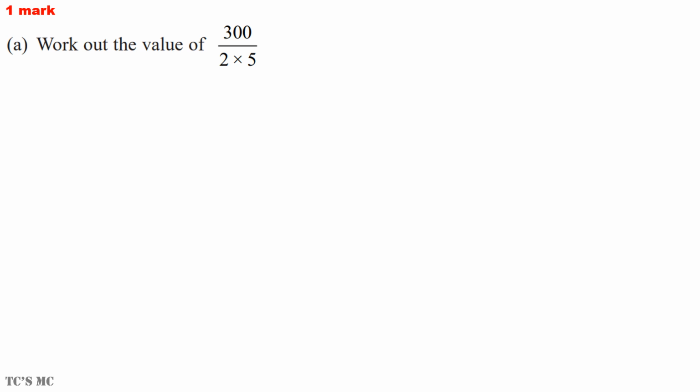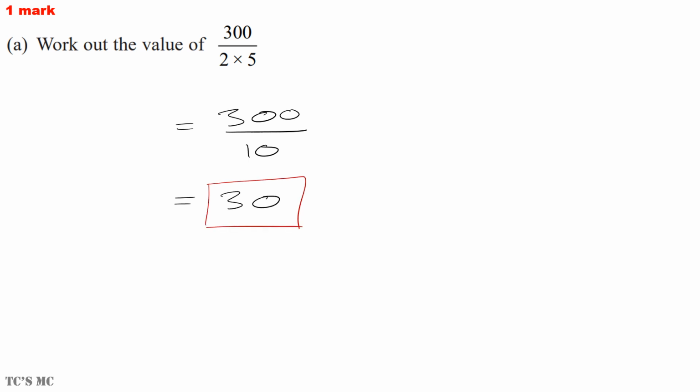Work out the value of 300 over 2 multiplied by 5. You can always type all of this into your calculator, or you can write this out as 300 over 10. That means 300 divided by 10, and that gets us 30. For 1 mark, you just need to write 30.